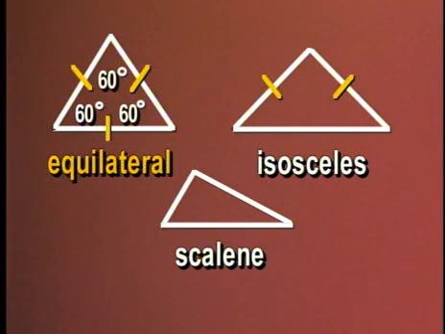If a triangle has two sides that are the same, it's called isosceles. Two sides are the same, one side is different. By the way, we can have an acute isosceles triangle. We can have a right isosceles triangle. We can even have an obtuse isosceles triangle. It simply means that two of the sides are the same.